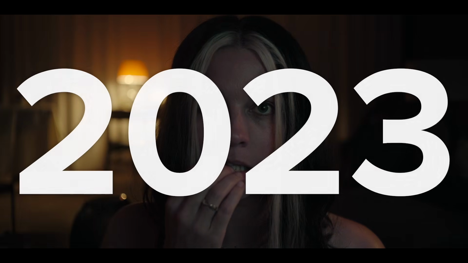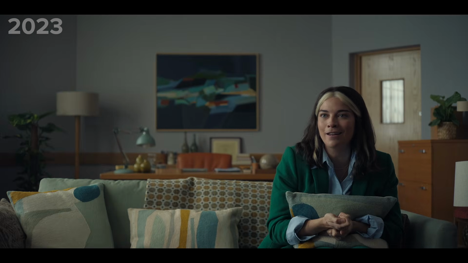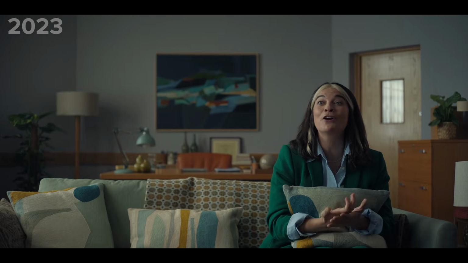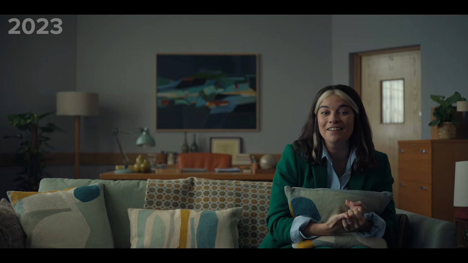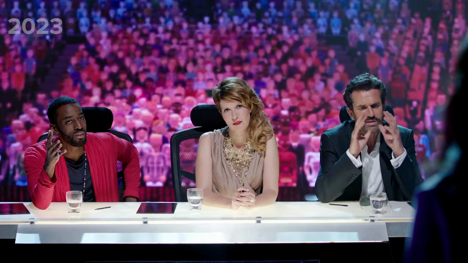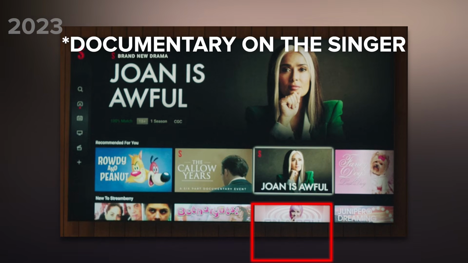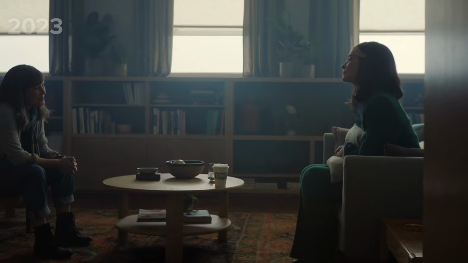Next in the timeline is 2023, and that's where I think Joan Is Awful is. One good thing about Joan Is Awful is that it gives a ton of clues about everything that came before it, such as Loch Henry, Hotshot, the specific season that we saw in Fifteen Million Merits, Striking Vipers, and Rachel, Jack and Ashley Too. One thing that is interesting is that Yorkie's coffee shop is still around from 2008.